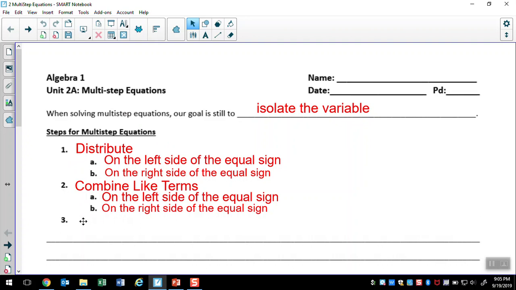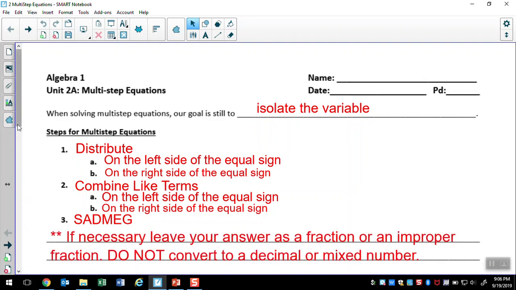Okay? So step 3 is where we apply our SADMEG. And remember, we talked about that last time. SADMEG is just the order of operations in reverse order. We undo any subtraction and addition, undo any division and multiplication, undo any exponents, and then we undo any grouping symbols.